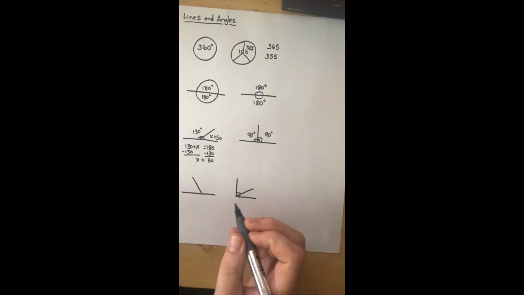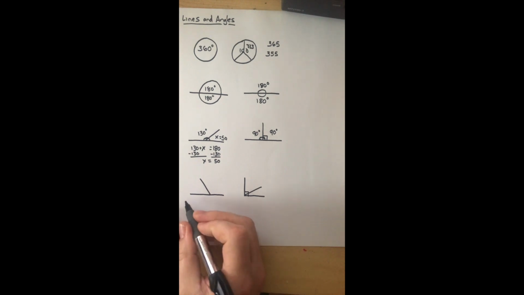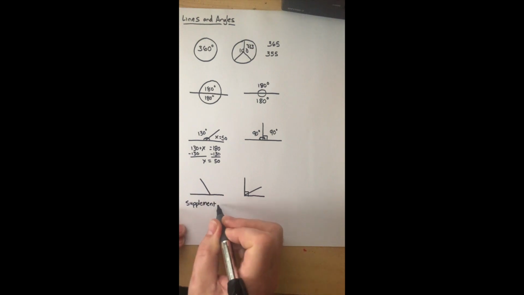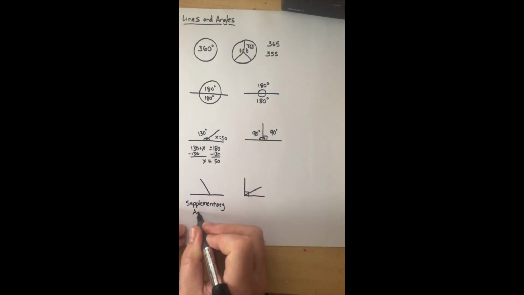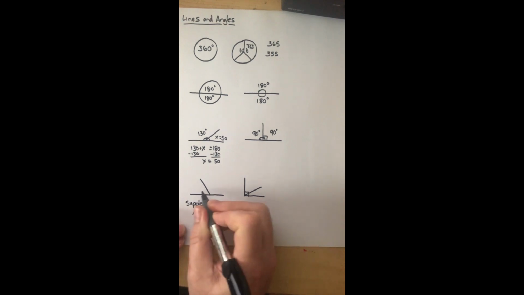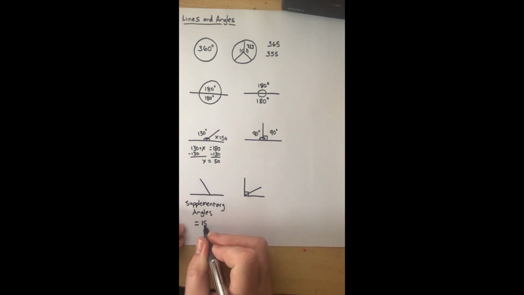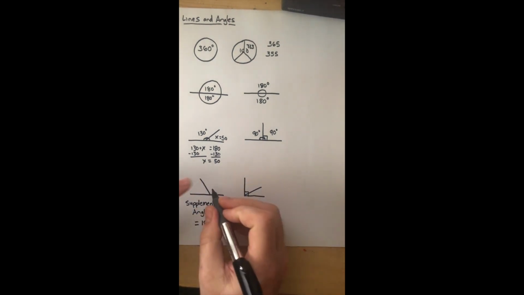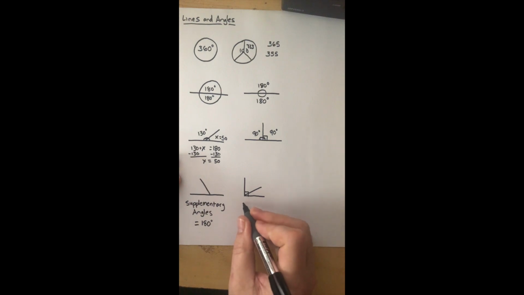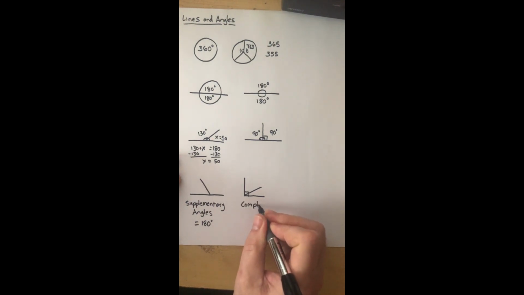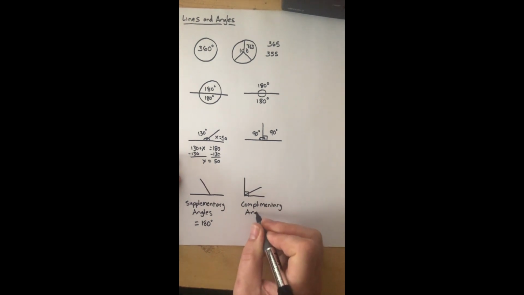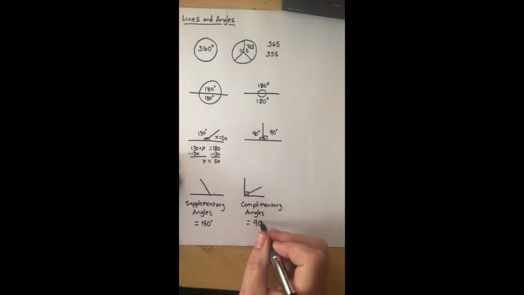Now here's your vocab. The vocabulary is supplementary angles are two angles that add up to 180 degrees. Really, I guess it could be 3 or 4 or whatever, but they all add up to 180. We're just going to deal with two. And complementary angles, as you may already have guessed, add up to 90 degrees.